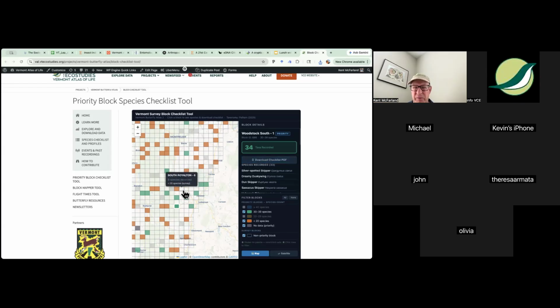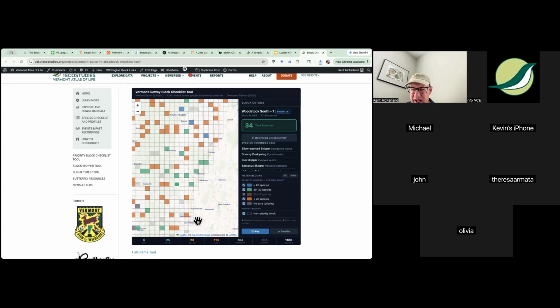So you can click on any priority block or mouse over. You can see that South Royalton 6 has 5 species on it. You can click on those too. And you can play around, you can zoom in. And then also you can switch from the base map, from just a regular map to a satellite view. So you can zoom in and see things on your block like, oh, there's a field, there's a beaver meadow, that kind of thing too.